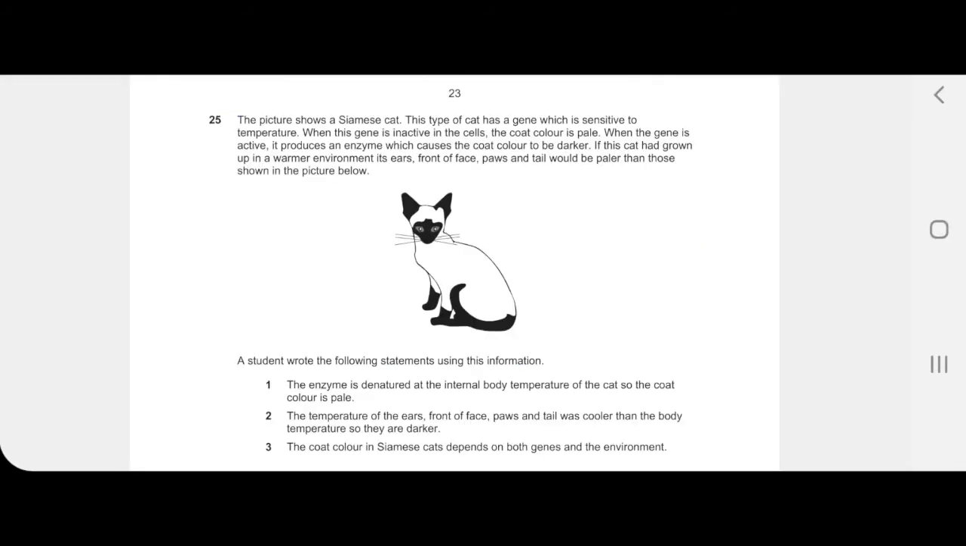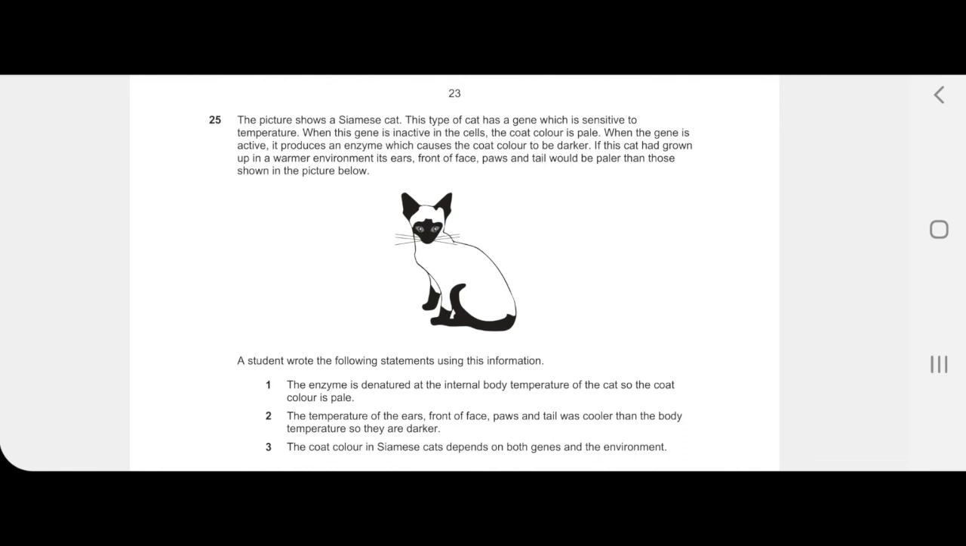Question number 25. The picture shows a Siamese cat. This type of cat has a gene which is sensitive to temperature. When this gene is inactive in the cells, the coat color is pale. When the gene is active, it produces an enzyme which causes the coat color to be darker. If this cat had grown up in a warmer environment, its ears, front of face, paws, and tail would be paler than those shown in the picture below.